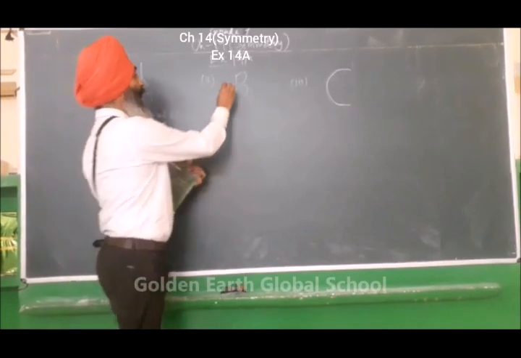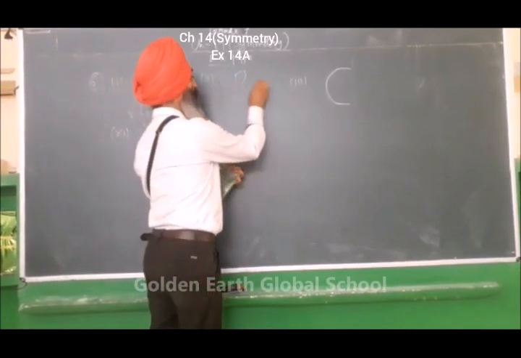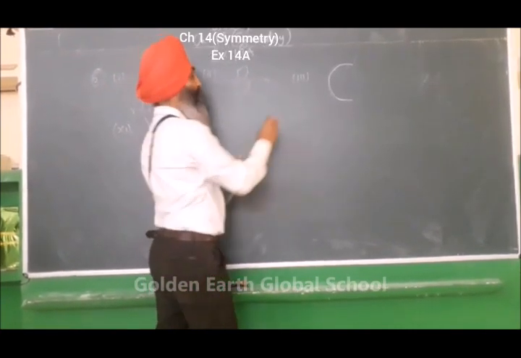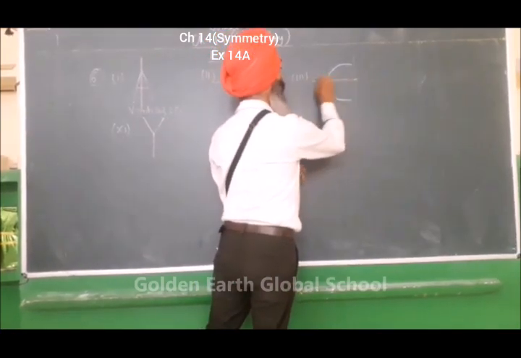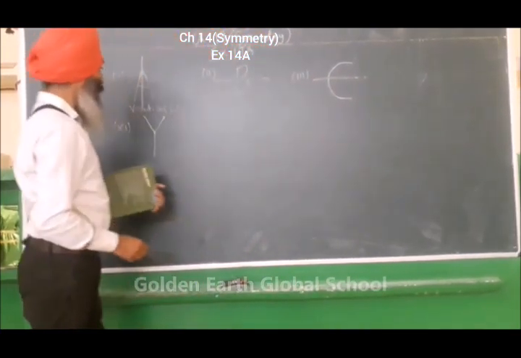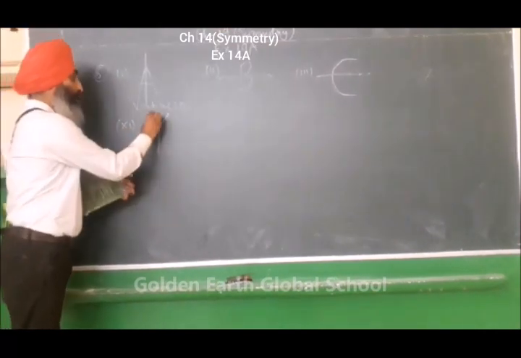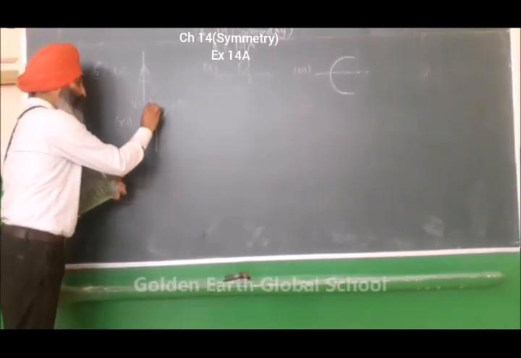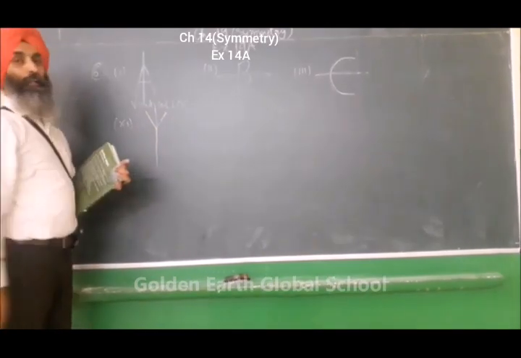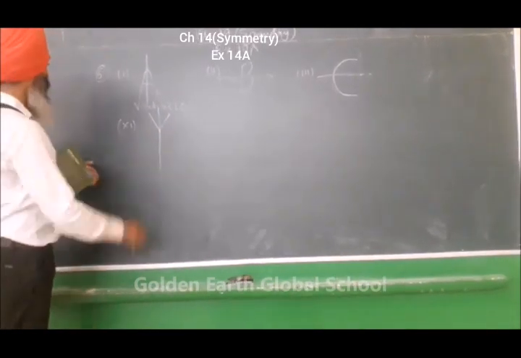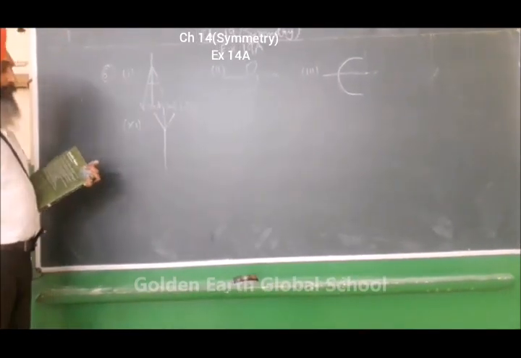Okay, B has a horizontal line of symmetry. C also has a horizontal line of symmetry. Similarly, do all the parts, and the last one is Y. Y has a vertical line of symmetry like this. Okay everyone, so this is all about your 6th question.